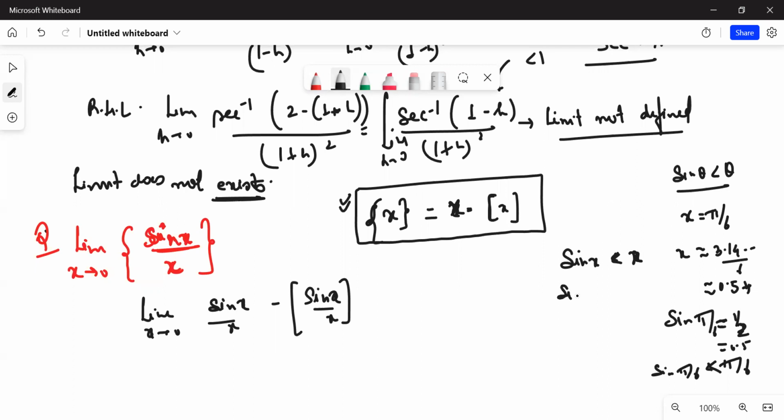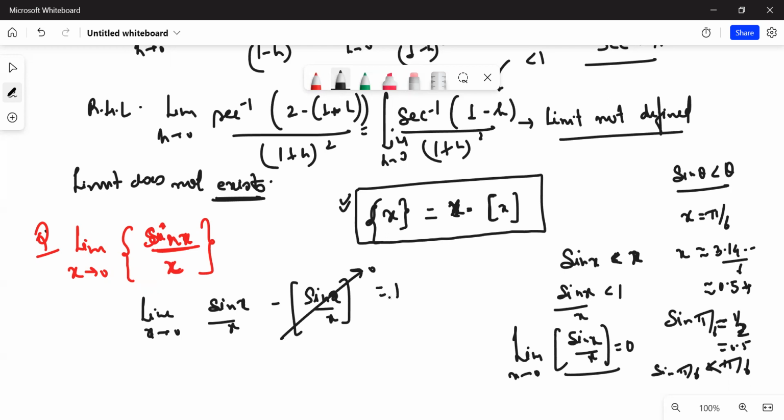In any case, sin x by x would be less than 1. And if it is less than 1, then the greatest integer of sin x by x in the limiting case would be equal to 0. Since this is 0, forget about this. This answer would be 1. Is that clear?